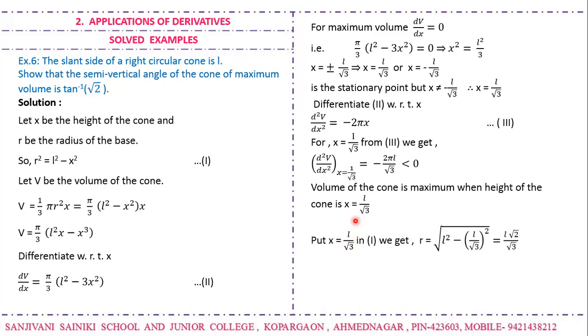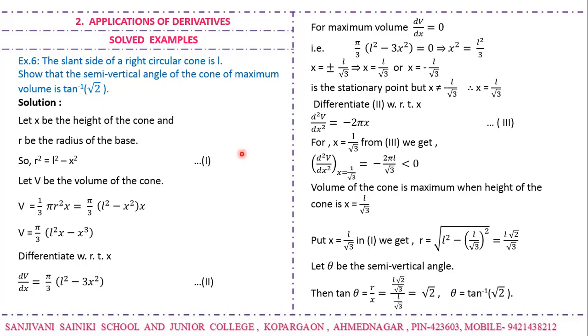Now put x is equal to L upon root 3 in equation 1. This is our equation number 1. We will put x is equal to L upon root 3. What you get? You get R is equal to L root 2 upon root 3. Now if theta is the semi-vertical angle, then tan theta is R by x. Tan theta is opposite upon adjacent. So using the value in this equation, we get root 2. So theta must be equal to tan inverse of root 2 as required.